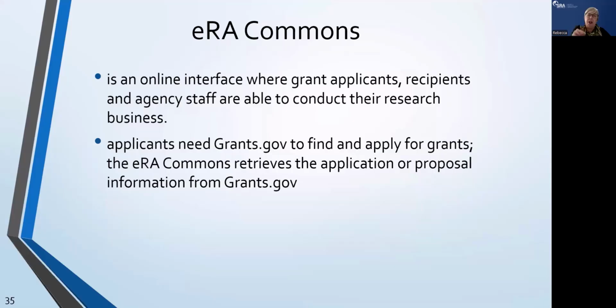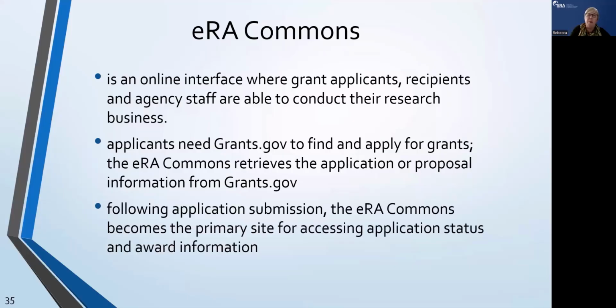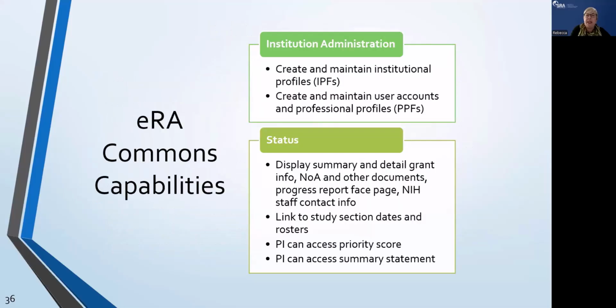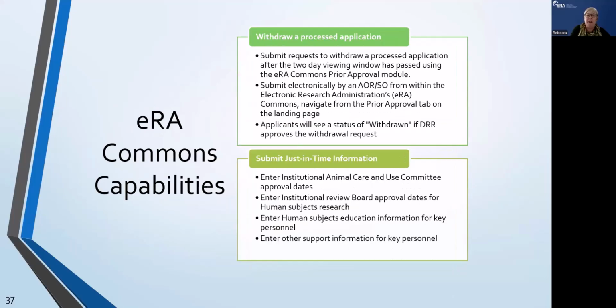And again, you're going to need grants.gov, but the eRA actually retrieves the application and pulls that information from grants.gov. And that becomes the primary site afterwards for accessing anything about the application or award. I'm not going to go into great detail. You can read on your own about everything that eRA can do. It's a pretty powerful tool, even in terms of what is called just-in-time information. At the time an application is going to be awarded, the institute or center will ask for information just in time.